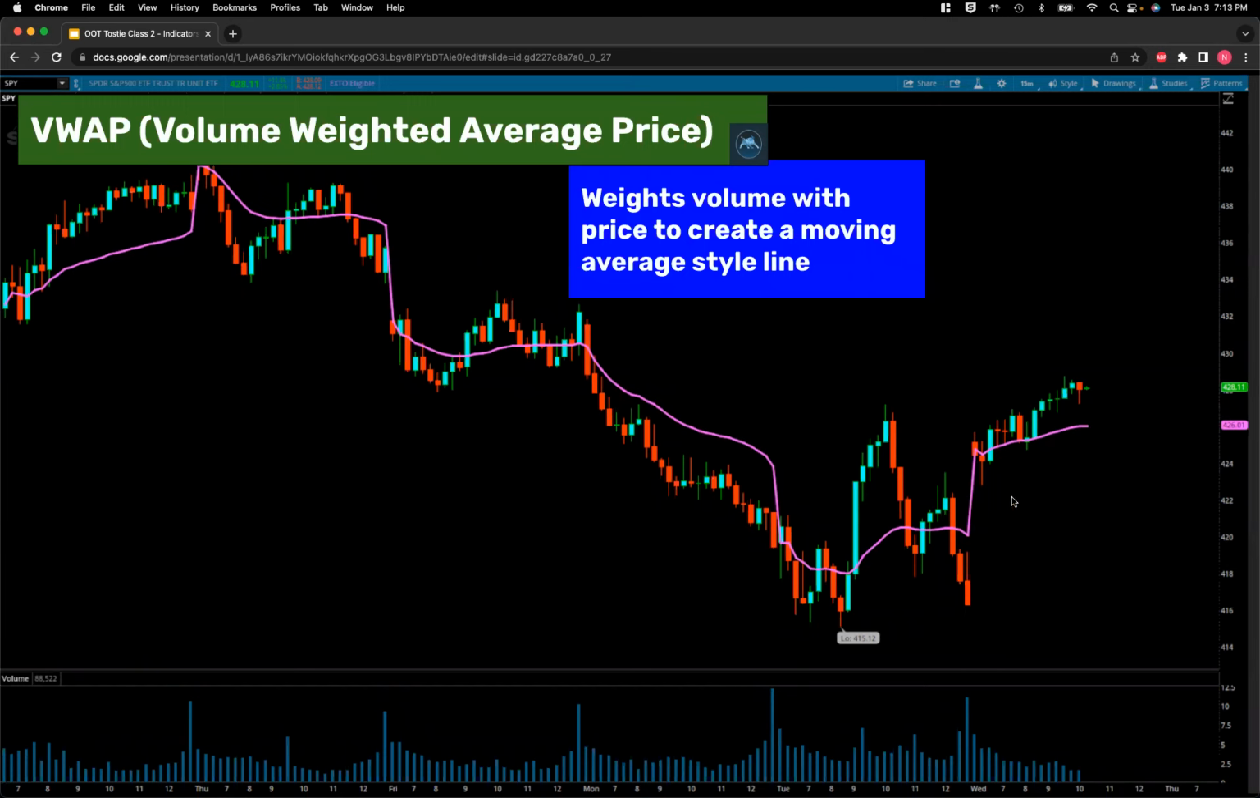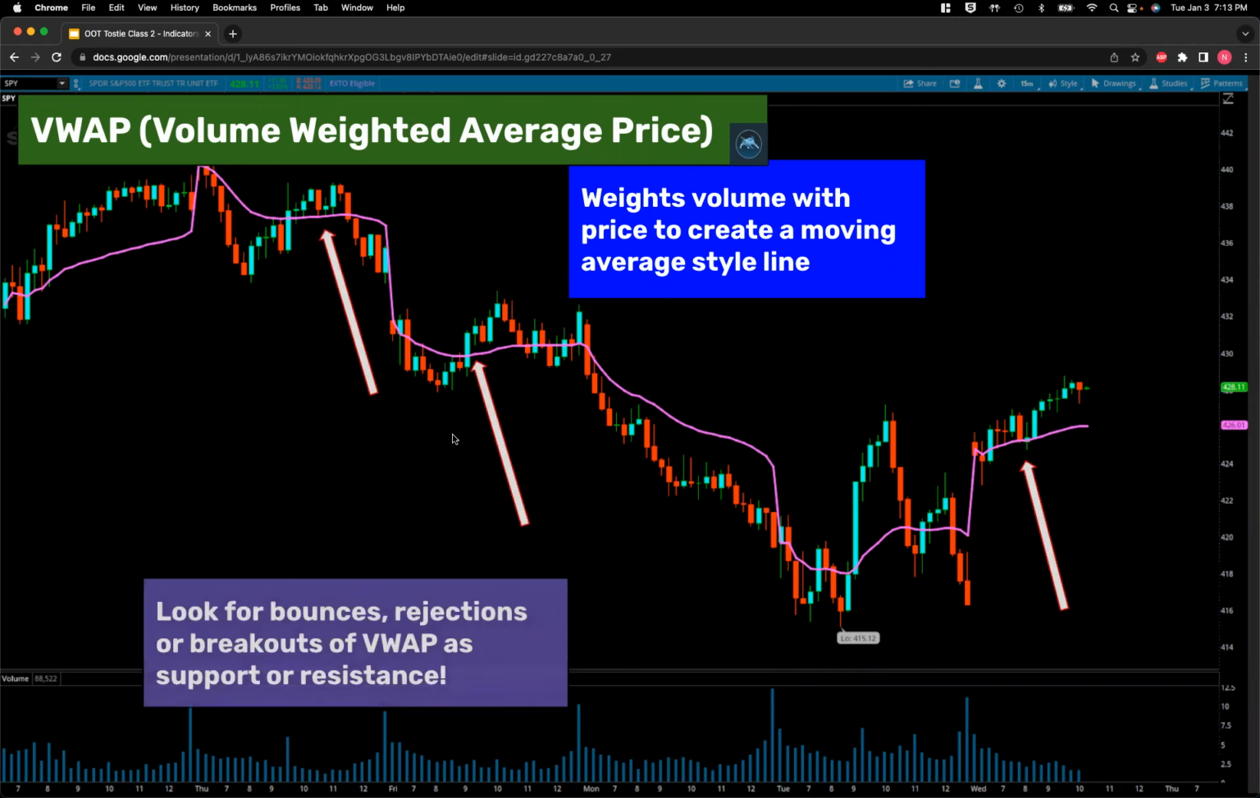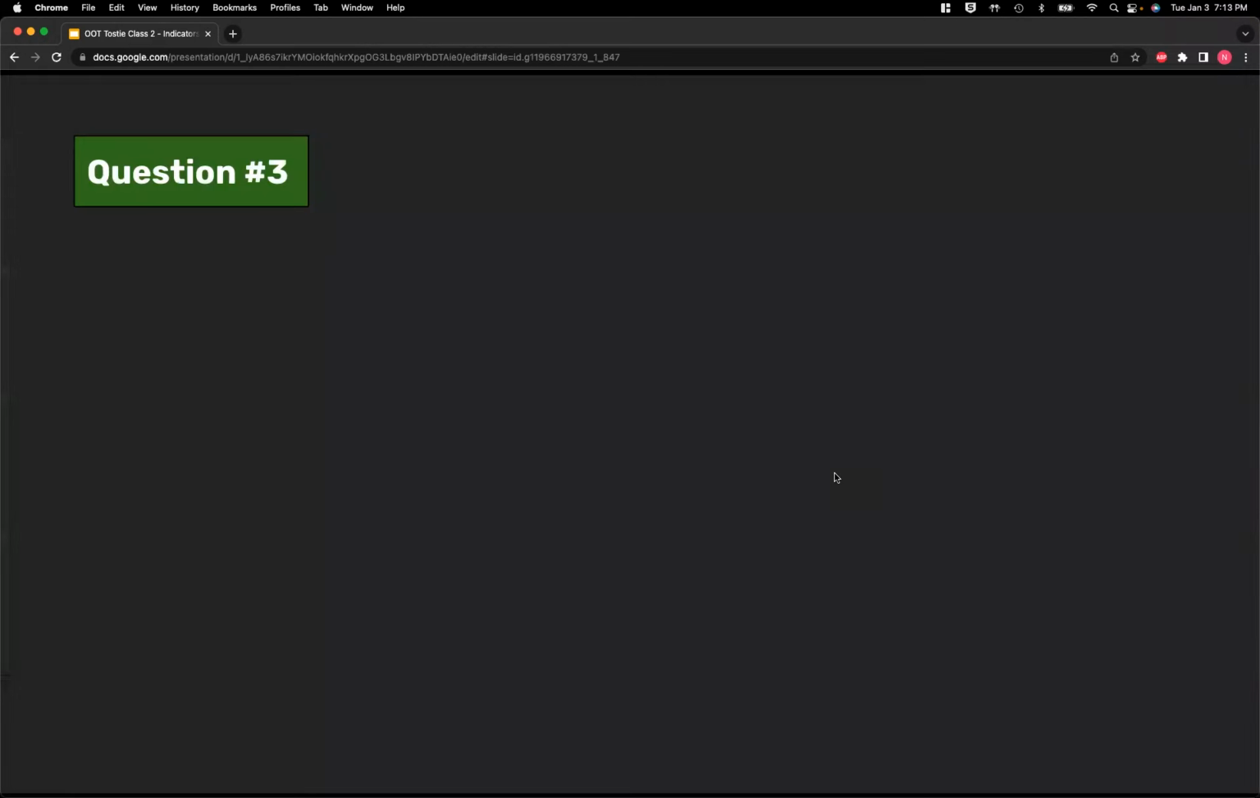But yeah, so that's VWAP, again, very similar to moving averages in the sense of how it can be analyzed, but the calculation is relatively different. Again, bounces, breakouts, rejections, all the same thing as a moving average.